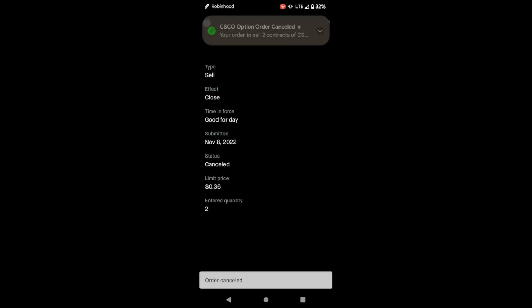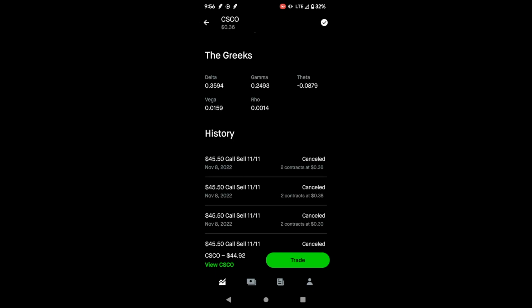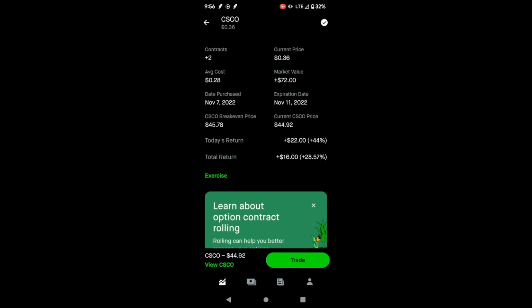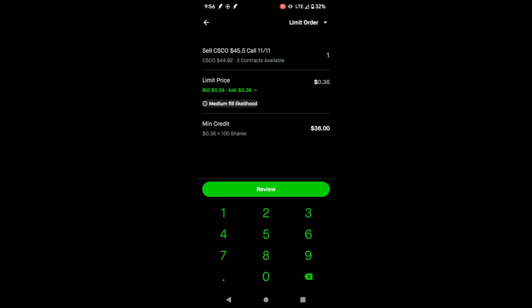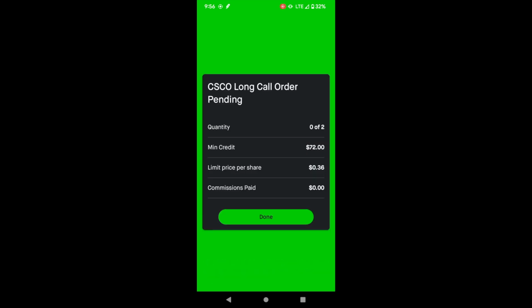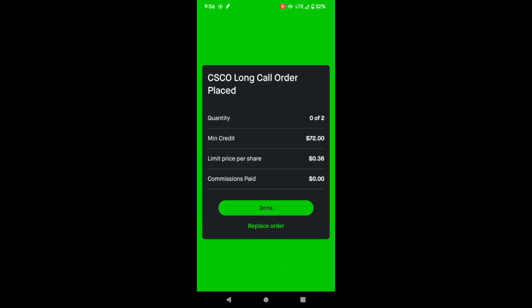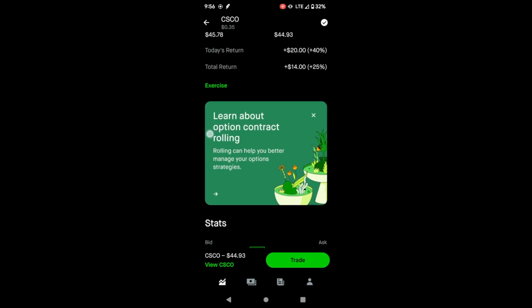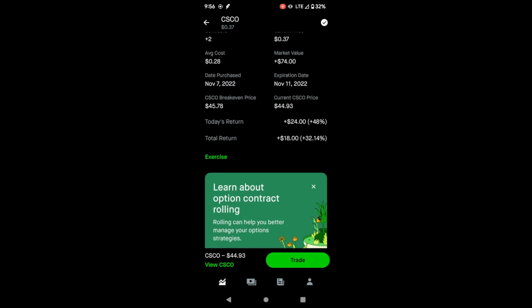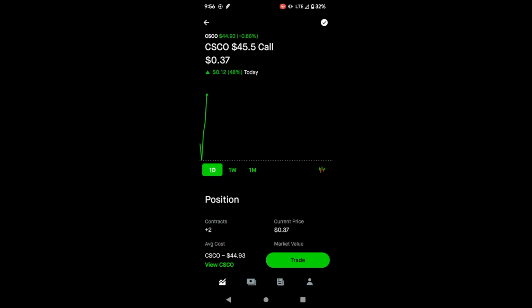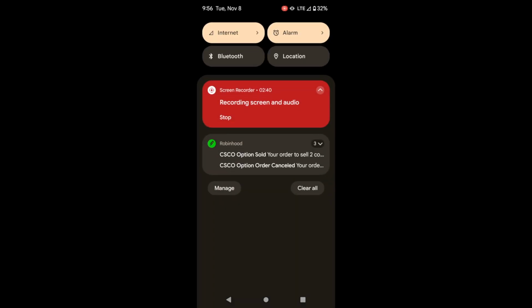See that? So if we cancel it real quick, go back, we see that the price moves up to 36 cents, the ask at 38. So my little two contracts is actually showing us the real price, which is 35. I guarantee you I could sell these at 35 right now if I wanted to. Oh, but I didn't have to. It went up to 37 and we were able to sell our contracts at 36.